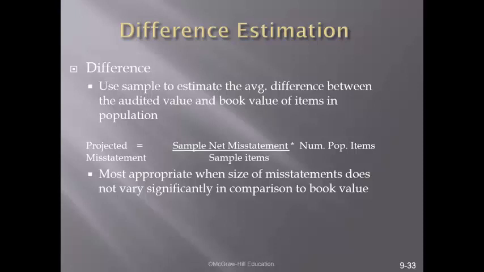The average difference is estimated by dividing the net misstatement in the sample by the number of items in the sample. The projected misstatement is determined by multiplying the estimated average difference by the number of items in the population. The formula is shown above. Difference estimation is most appropriate when the size of misstatements does not vary significantly in comparison to the book value.